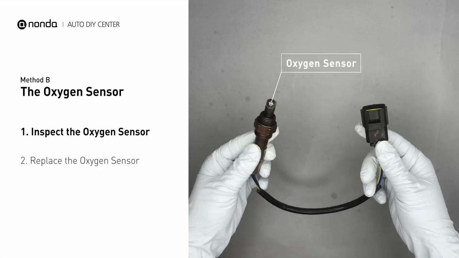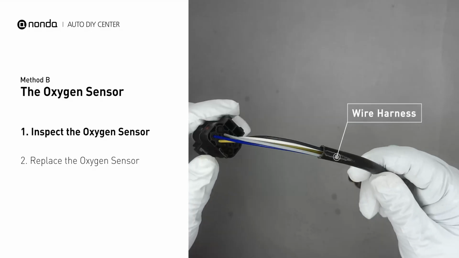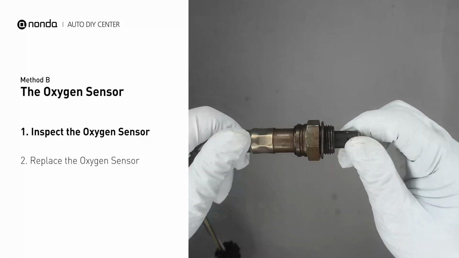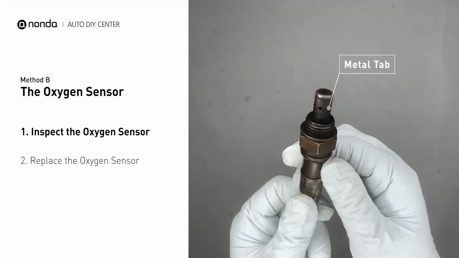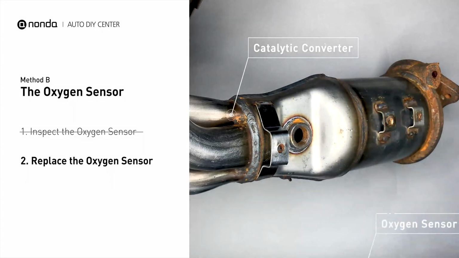Visually check the oxygen sensor's electrical connections, wire harness, and metal tabs for any damages. If damages are found, replace the oxygen sensors.